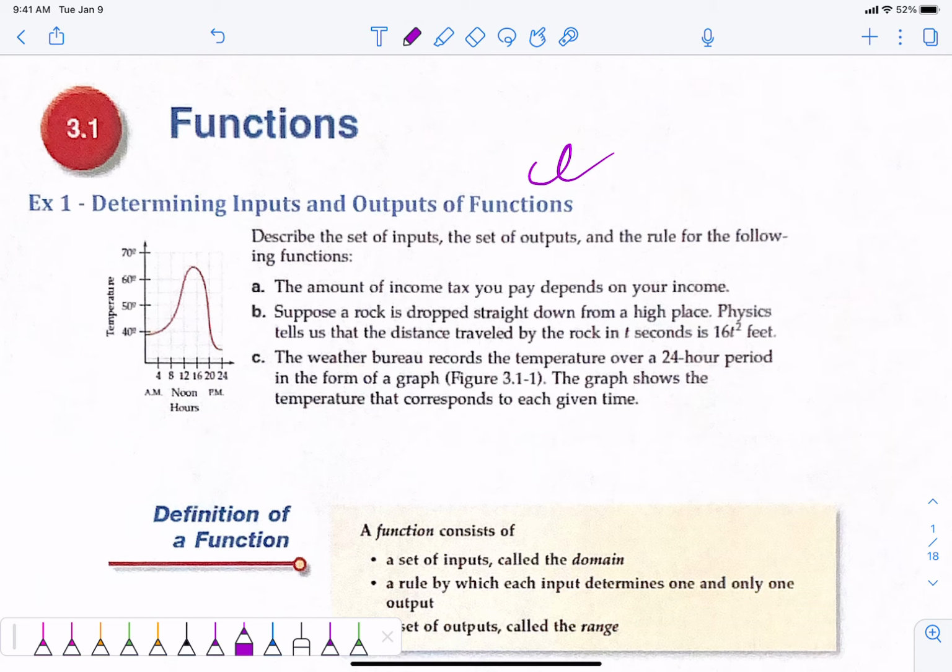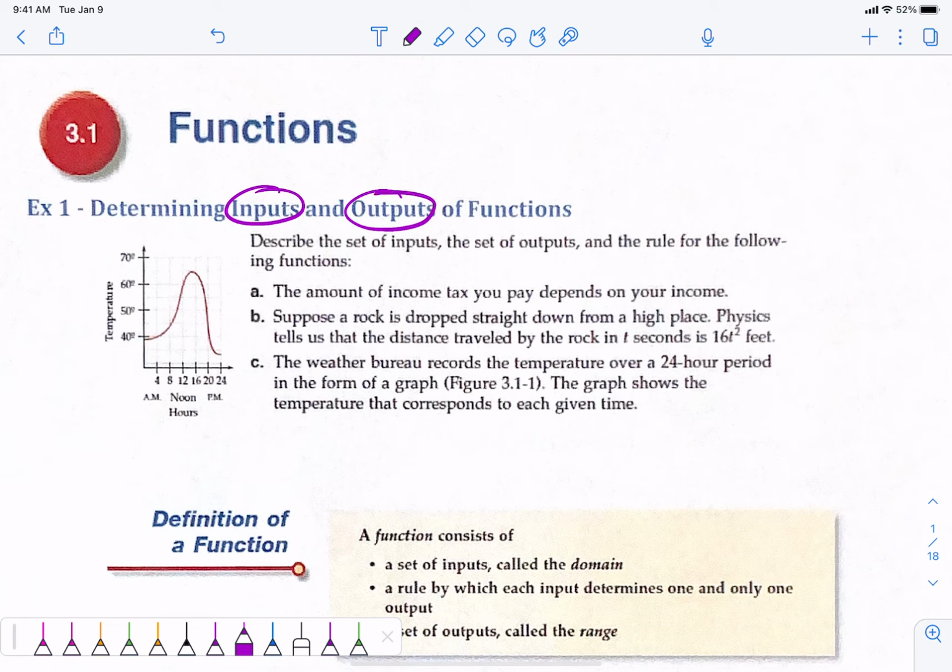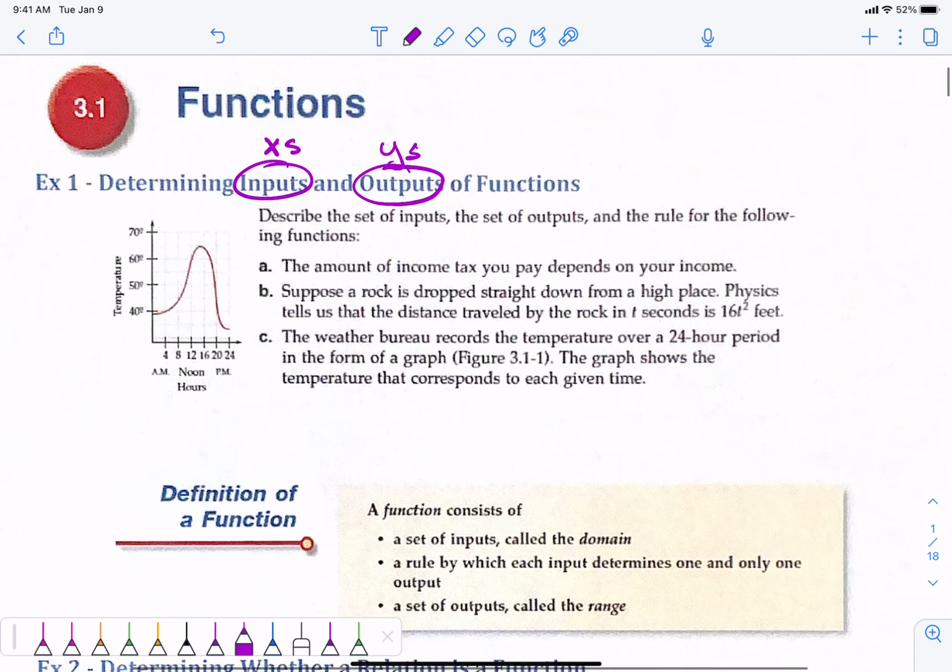Normally when we're dealing with inputs and outputs, the inputs are the X's and the outputs are the Y's. The inputs are the X's, the outputs are the Y's. Okay, that's kind of how they set up a function. Describe the set of inputs, the set of outputs, and the rule for the following functions, okay?